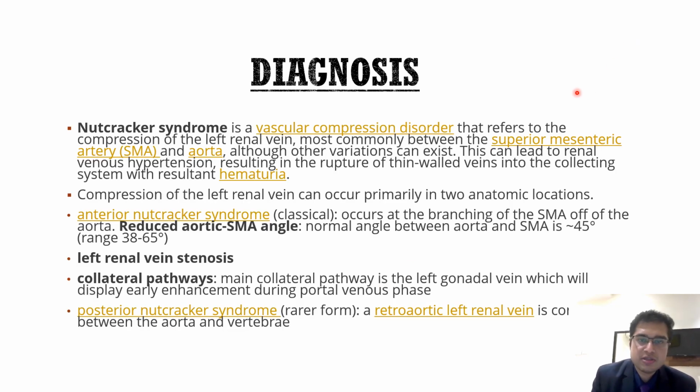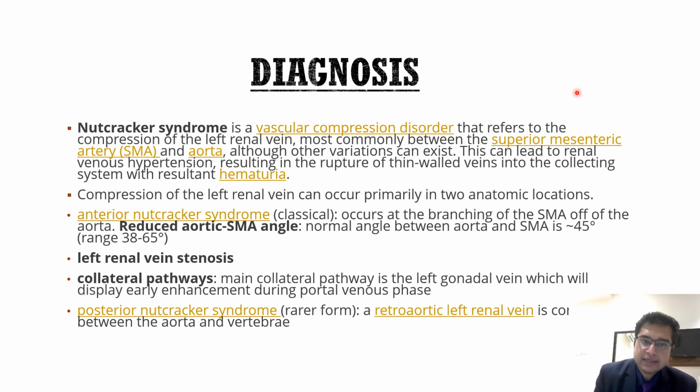So Nutcracker syndrome is a vascular compression disorder that refers to compression of the left renal vein between the superior mesenteric artery and the aorta. Although other variations also exist, they can lead to venous hypertension, leading to a rupture of the thin-walled veins into the collecting system, resulting in hematuria. So this is why the patient was having hematuria. The compression of the left renal vein can occur primarily in two anatomic locations.